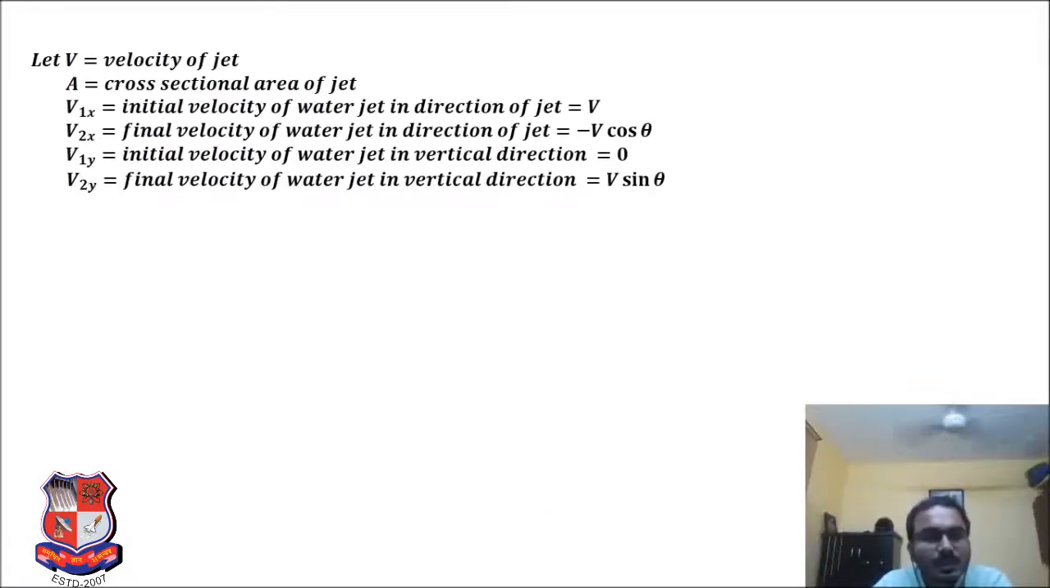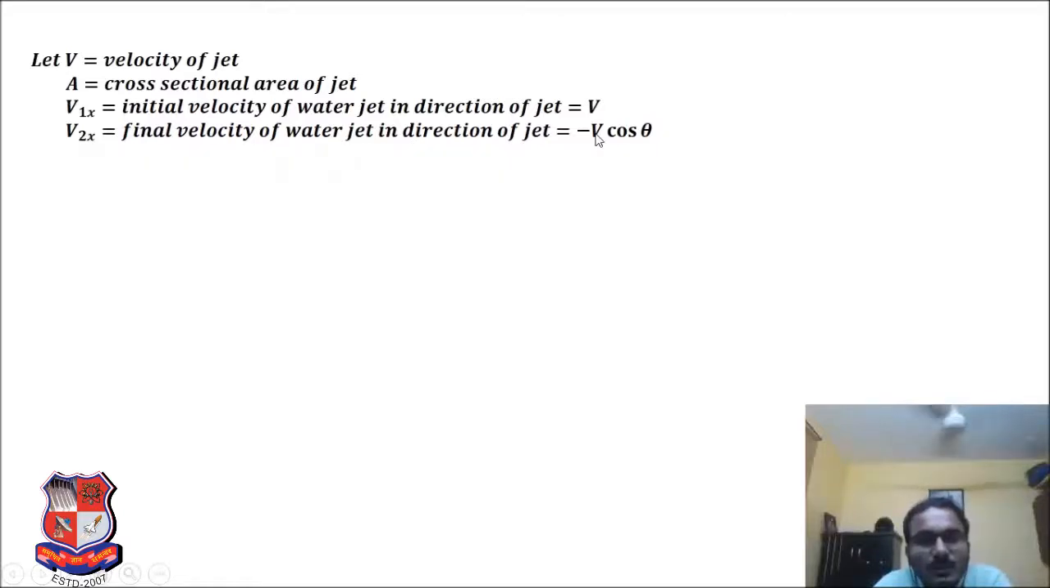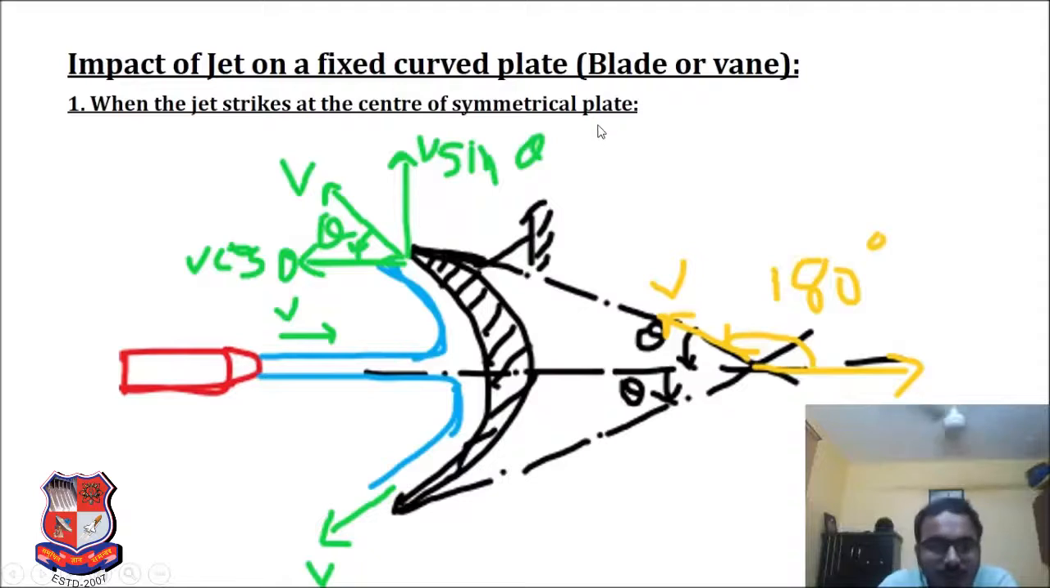So now it is clear. Initial velocity v1x is written as capital V and v2x is written as minus v cos theta. Now where is minus v cos theta coming from? If you see, initial velocity is v and final velocity in the horizontal direction is v cos theta. And why is the negative sign coming? Because this is going in the negative x direction. This initial V is positive, in the positive x direction, and this is in the negative x direction. That's why it is coming as minus v cos theta.